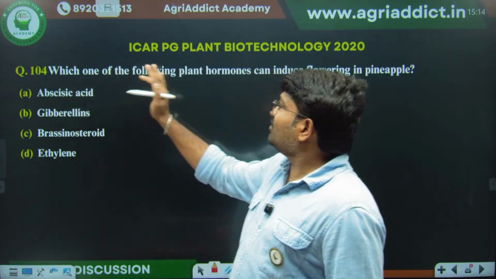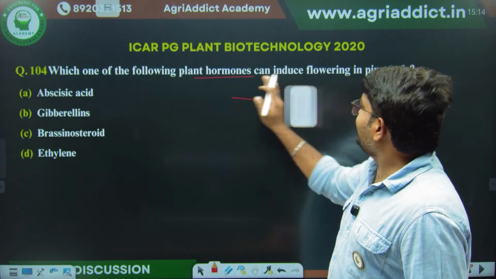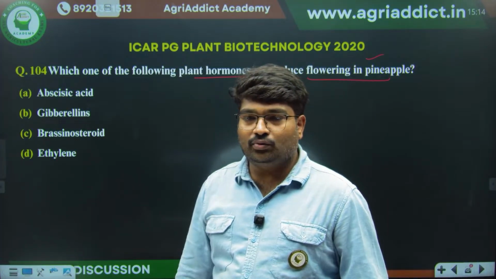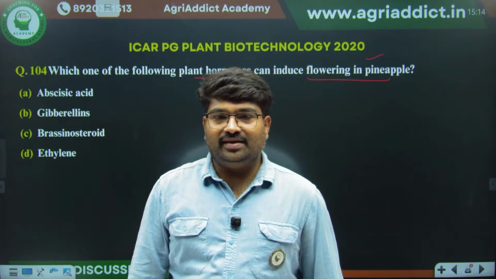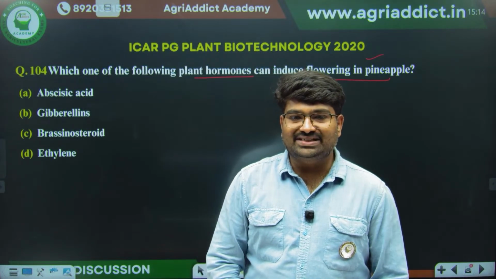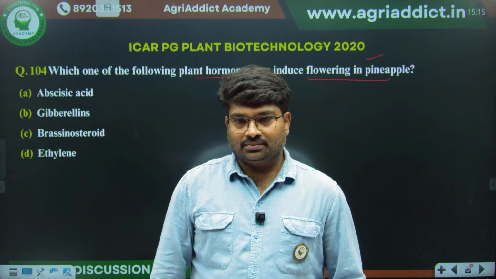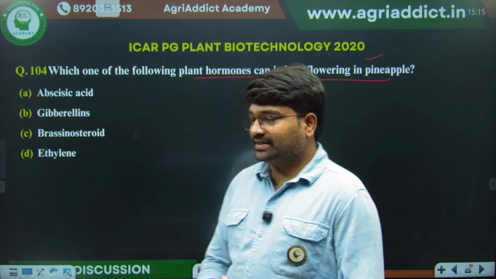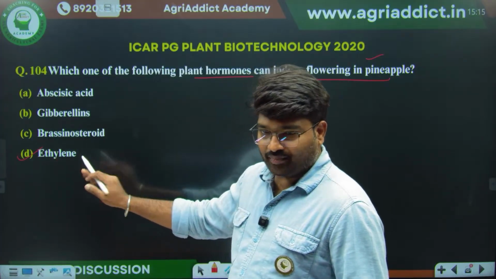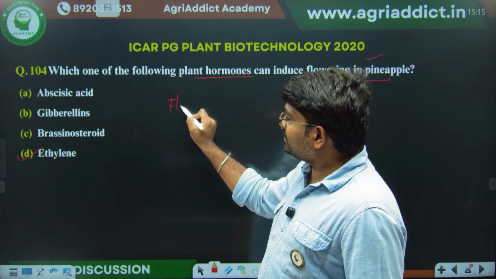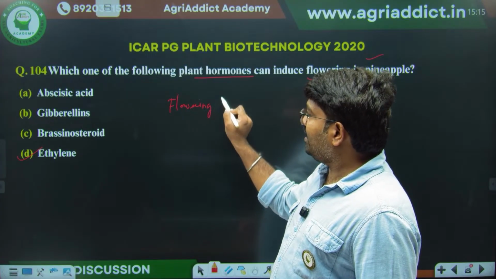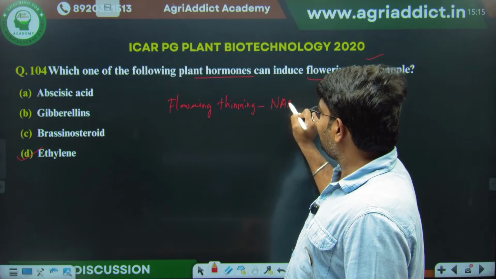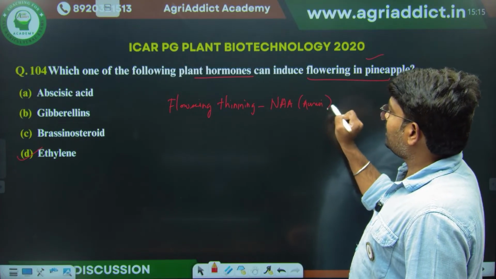Which of the following plant hormones can induce flowering in pineapple? For inducing flowering in pineapple, which plant hormone is required? Same question, they have asked two questions. Yes, very good. Ethylene. Ethylene is inducing flowering in pineapple. For flower thinning, we will use naphthalene acetic acid. It's an auxin. This also you have to remember.